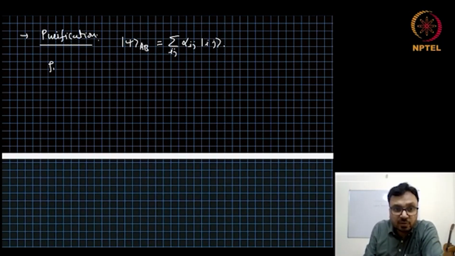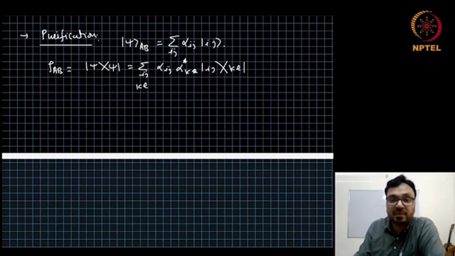Now, the density matrix corresponding to this 2 qubit system will be psi outer product psi_AB. I'm just not writing AB, but just assume there's AB always here, and that will be the sum over ij, kl of alpha_ij alpha star_kl |ij><kl|. Let me remind you that |ij> is just |i> tensor |j>.